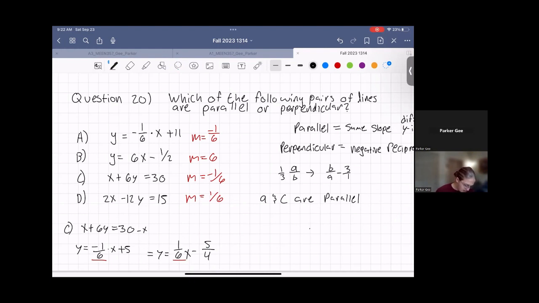So what about perpendicular? Well, if we want to see if 6 is perpendicular to negative 1/6, we can just do that negative reciprocal. So negative 1/6, we can make it positive, and then we're going to switch these two. So it's going to be 6 over 1. 6 over 1 is just equal to 6. So boom, those ones are perpendicular. So B is perpendicular to both A and C.